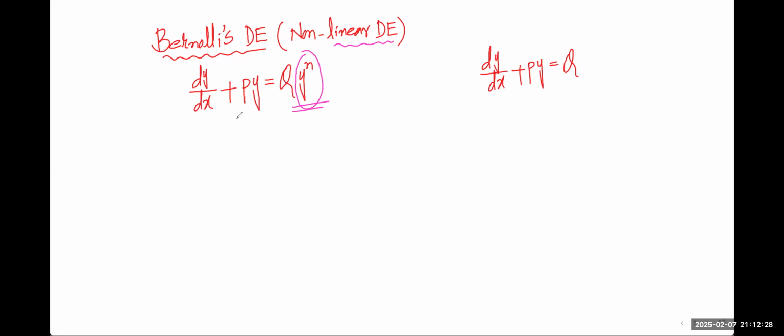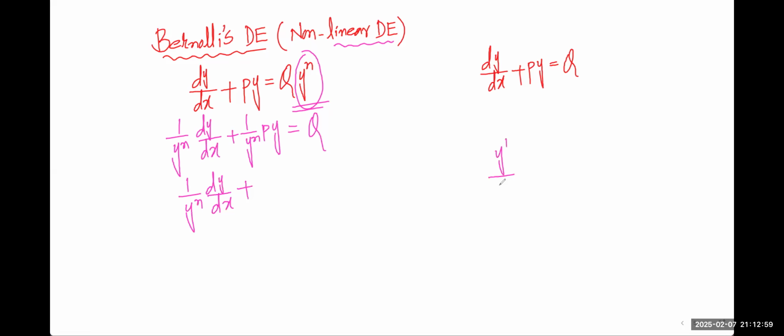What do we have to do for this? We have to divide with y power n on both sides. 1 by y power n dy by dx plus 1 by y power n into P y is equals to y power n divided by y power n, you will get Q. Simplifying, we get 1 by y power n dy by dx plus P into y to the power of 1 minus n is equals to Q. Here, 1 by y power n can also be written as y to the power of minus n.